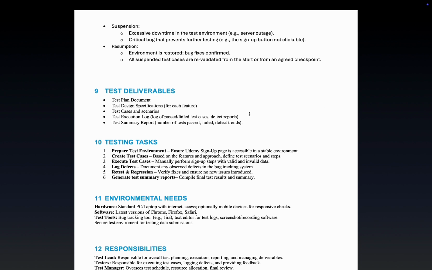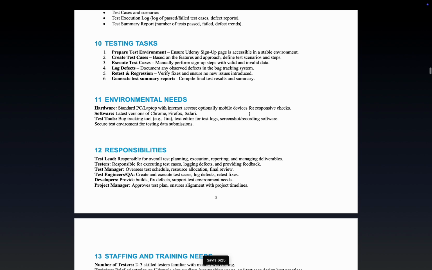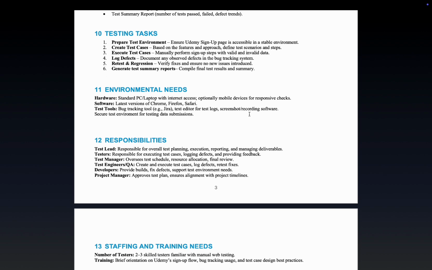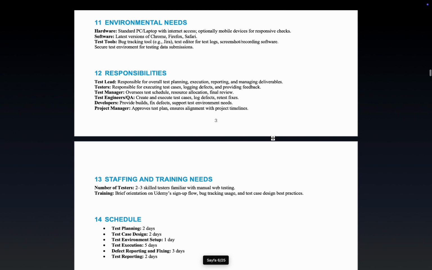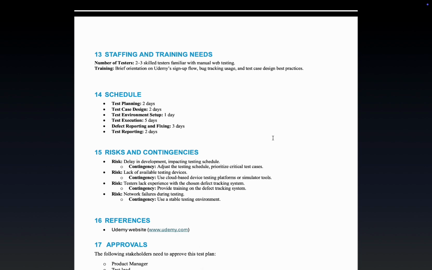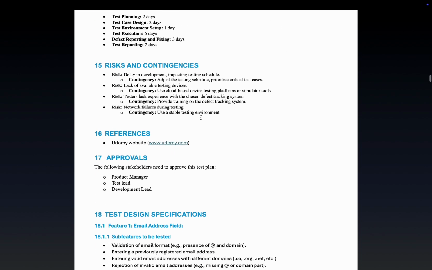Test deliverables are test plan document, test design specification, test cases and scenarios, test execution log, and finally test summary report. And those are the tasks. And environmental needs come in 3: hardware, software, and test tools. And responsibilities are also in the presentation. And there is staffing and training needs, and schedule, risks and contingencies.